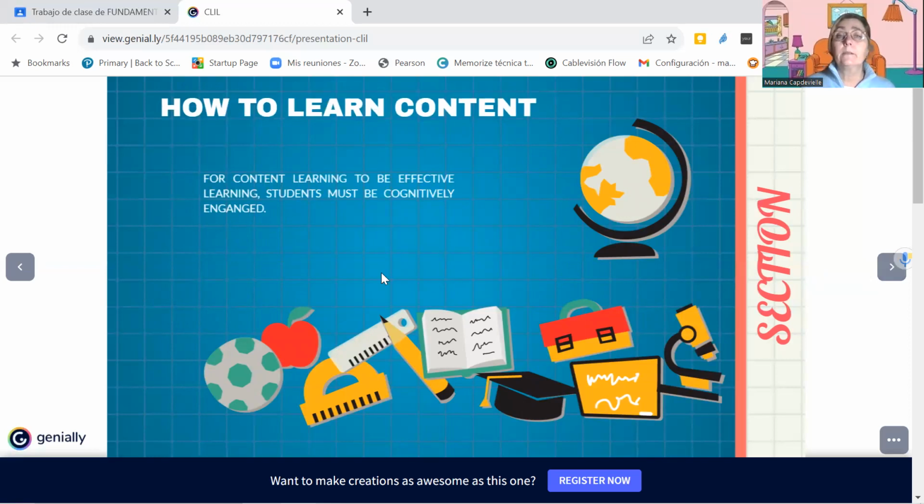How to learn content. Okay. For content learning to be effective learning, students must be cognitively engaged. What does this mean, do you think? To be cognitively engaged? Well, it means that it is cognitively demanding. If I ask them to analyze, to criticize, to evaluate, this is something that is going to be engaging. It's not something idiotic. It's not something flat. No, I need them to be into it, to be challenged.